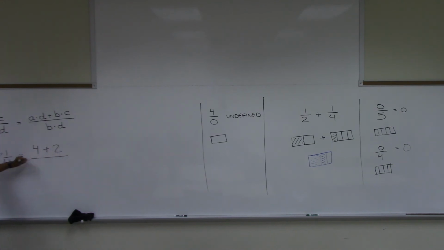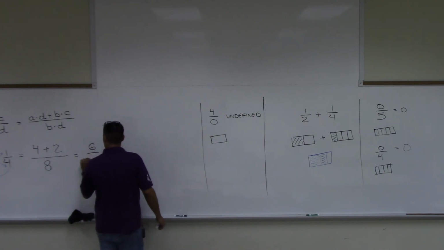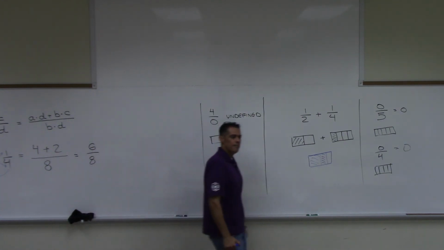And then divide that by, now finally, BD is these two multiplied. So I'm multiplying those two together. 2 times 4, 8. Y'all see how that worked? Those two plus those two divided by those two. What is this? 6 over 8, right?